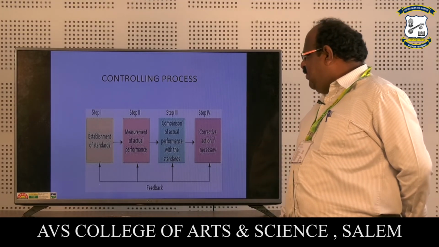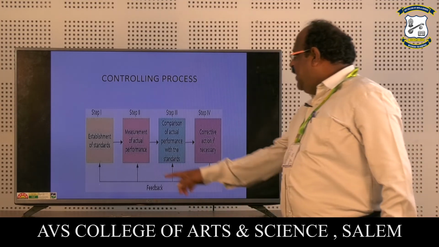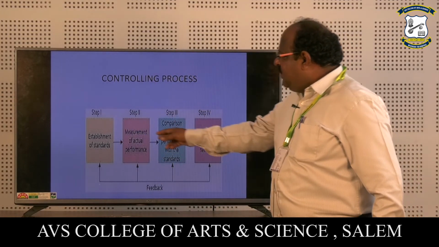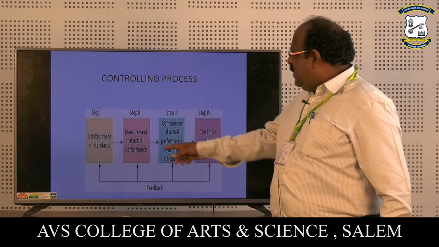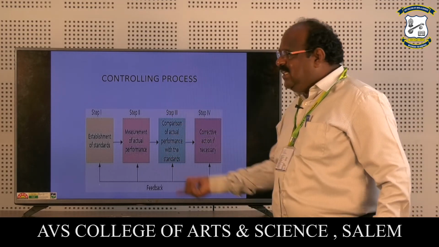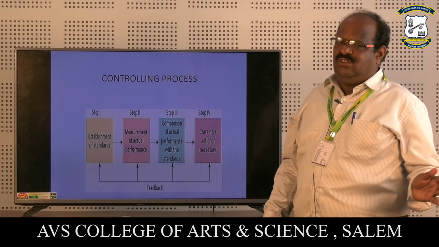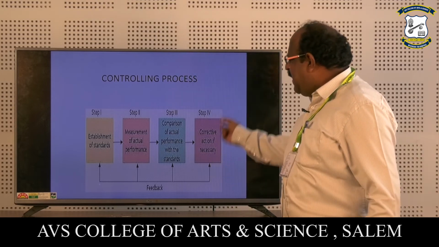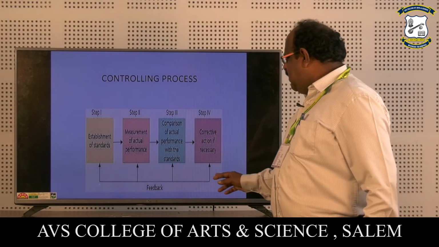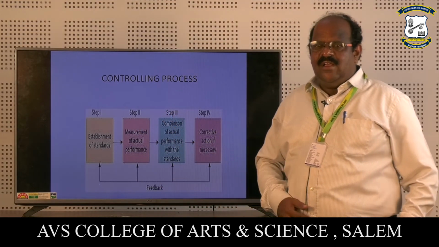So corrective action, if necessary, we are going to take, and then finally we have to understand whether the system has worked well, whether the standards are good, whether we are measuring the actual performance with the right instrument, whether the standards we fixed are right, whether 12 days of leave in a year is enough for an employee or not, something like that. We are looking back. So feedback is important in every stage. That's why feedback is given. So as a whole, this is the controlling process.